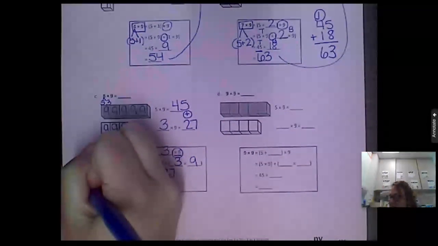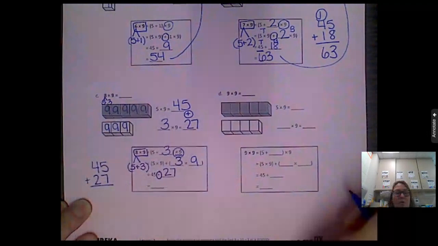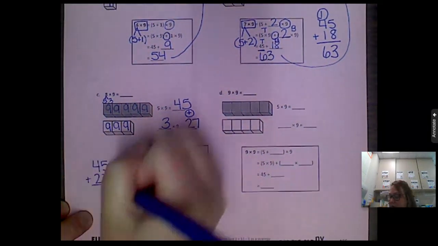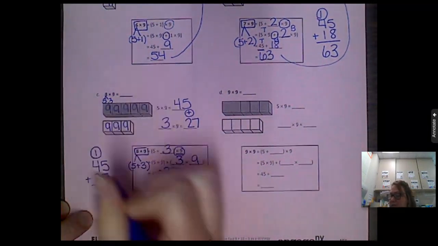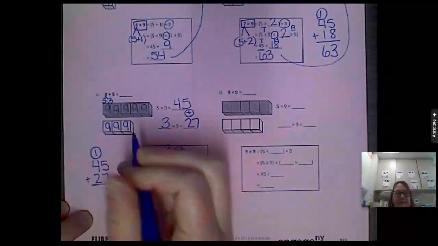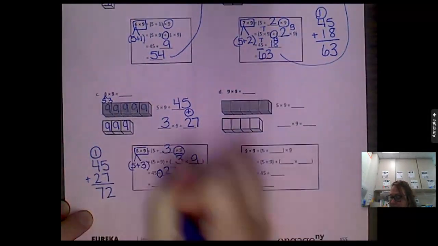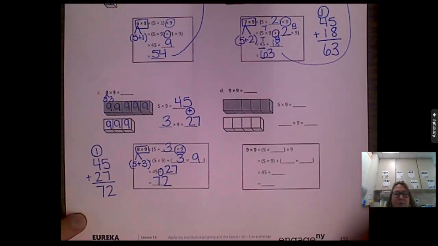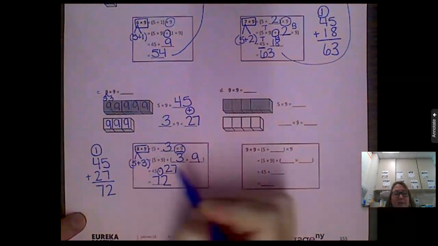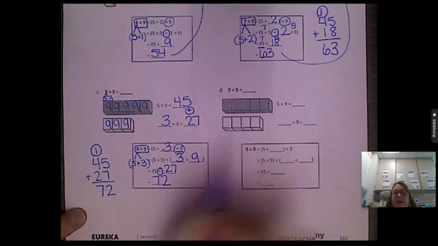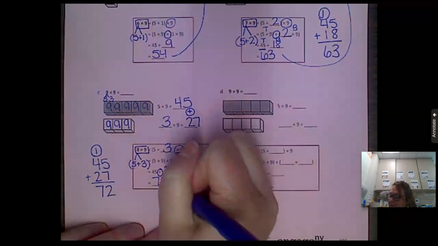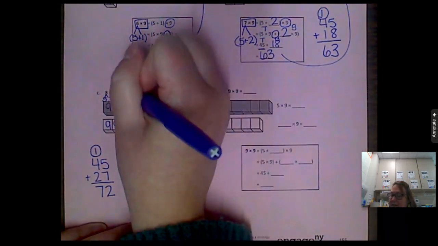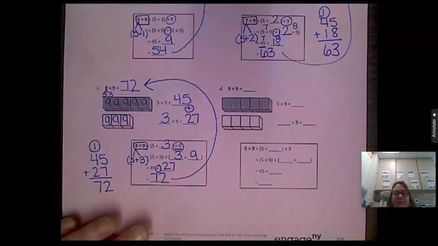45 plus 27. What's 5 plus 7? 12. Good. So 2, carry the 1. 4, 5, 6, 7. Did you get 72 for your answer? And if you were doing it with me, is that what you got when you were working along with me too? Good. Don't forget, we need to take our 72 because the whole thing that we were solving for was 8 times 9, which is 72.